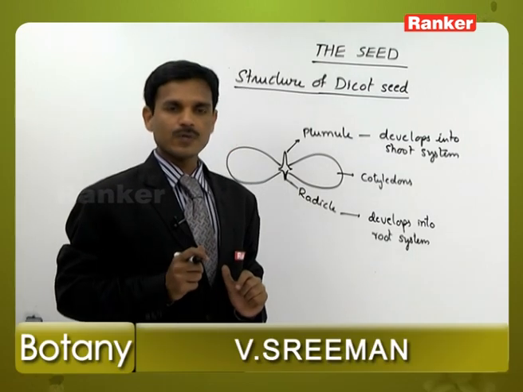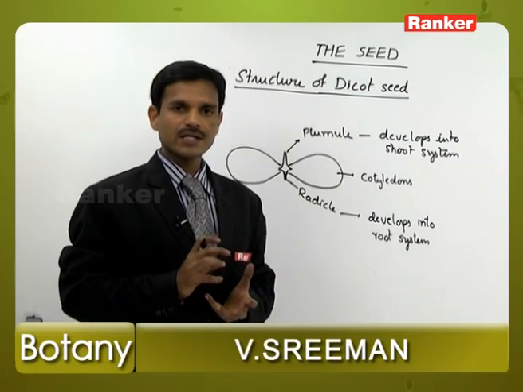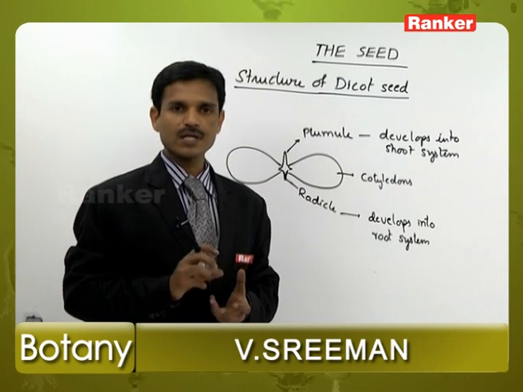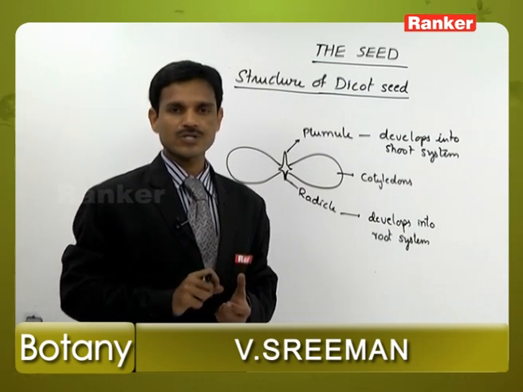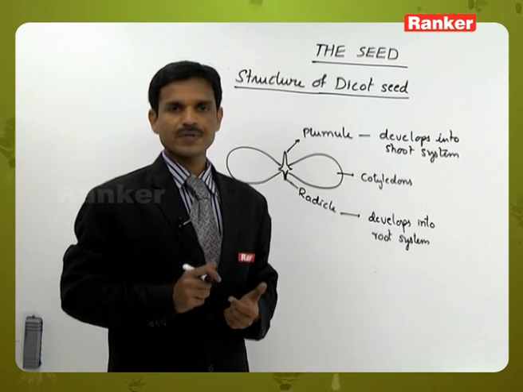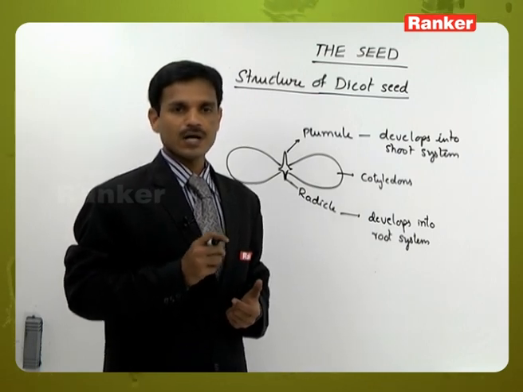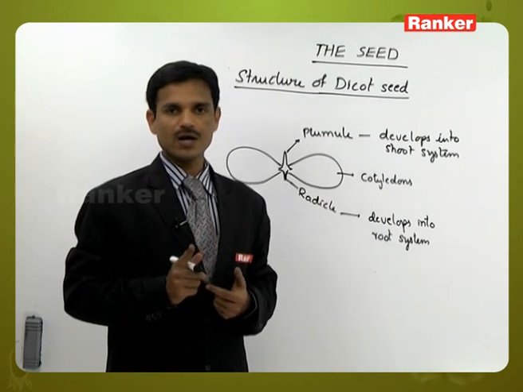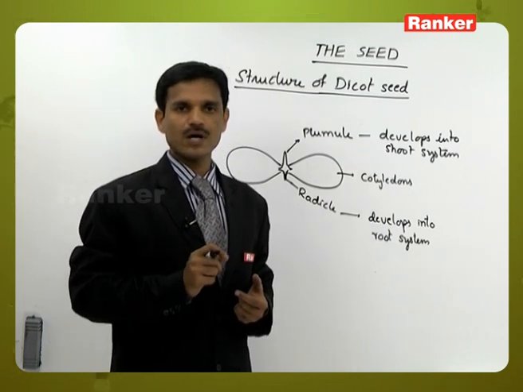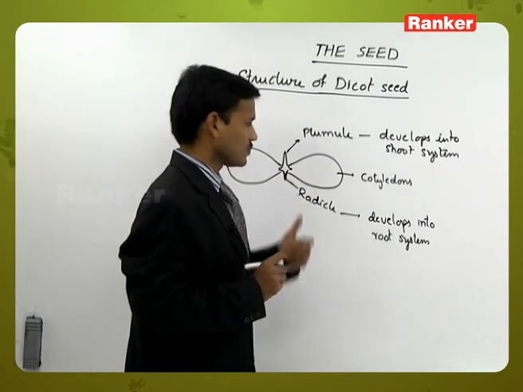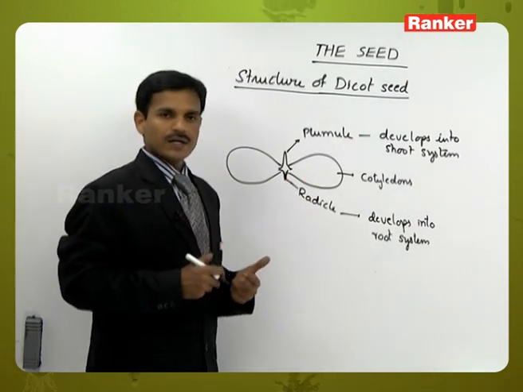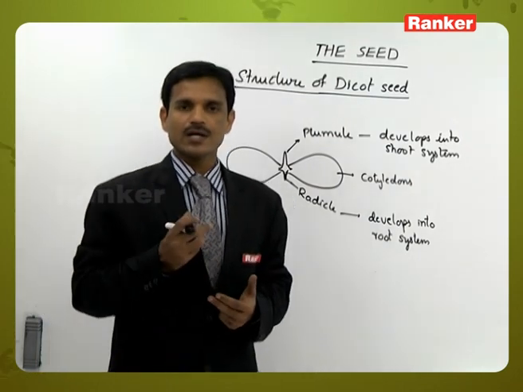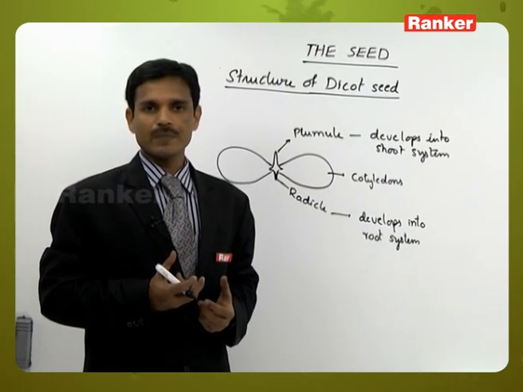Here endosperm is also generally present in the seed. So endosperm is the result of double fertilization. In angiosperms, double fertilization is observed. Double fertilization means two fertilizations. Due to the first fertilization, the zygote is formed, and the zygote develops into the embryo. And due to the second fertilization, the endosperm is developing.